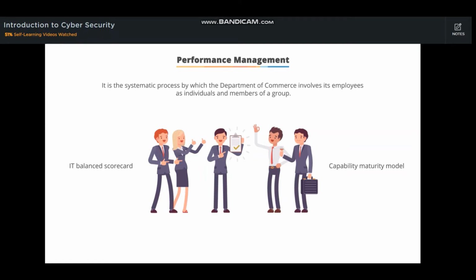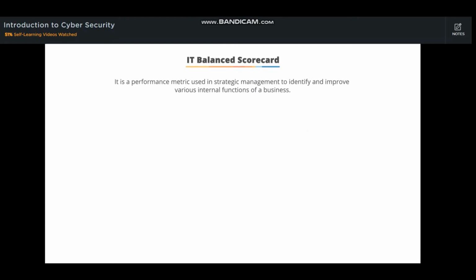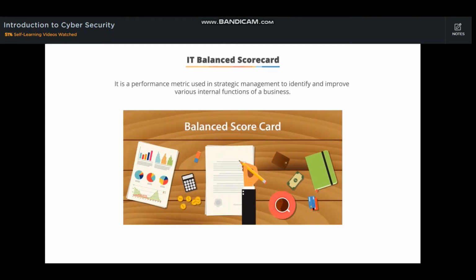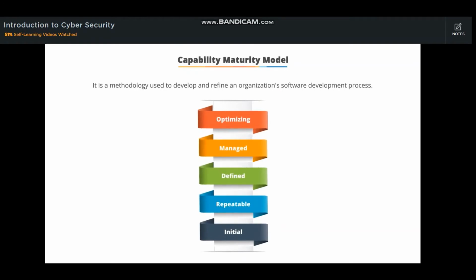Performance management is the systematic process by which the Department of Commerce involves its employees as individuals and members of a group. A balanced scorecard is a performance metric used in strategic management to identify and improve various internal functions of a business and the resulting external outcomes. It is used to measure and provide feedback to organizations. The Capability Maturity Model is a methodology used to develop and refine an organization's software development process. The model describes a 5-level evolutionary path of increasingly organized and systematically more mature processes.